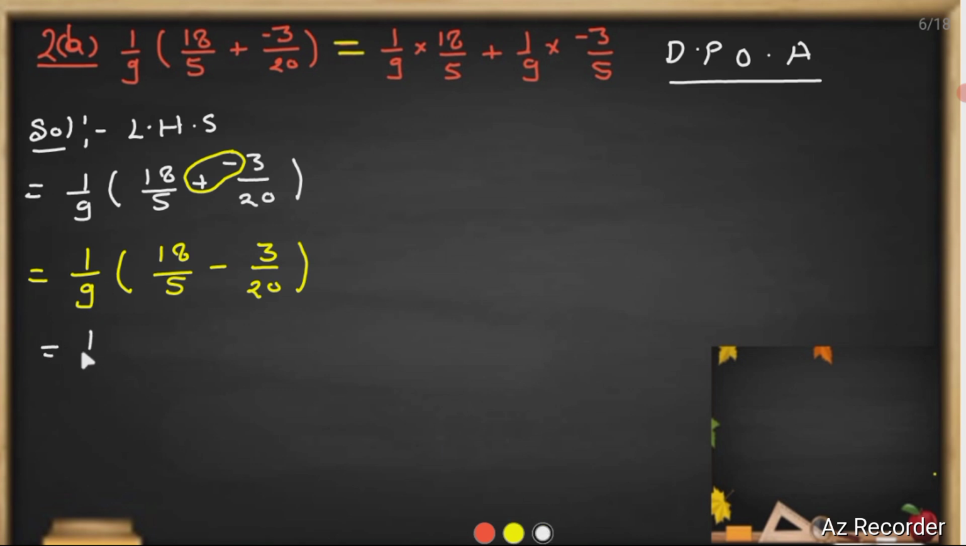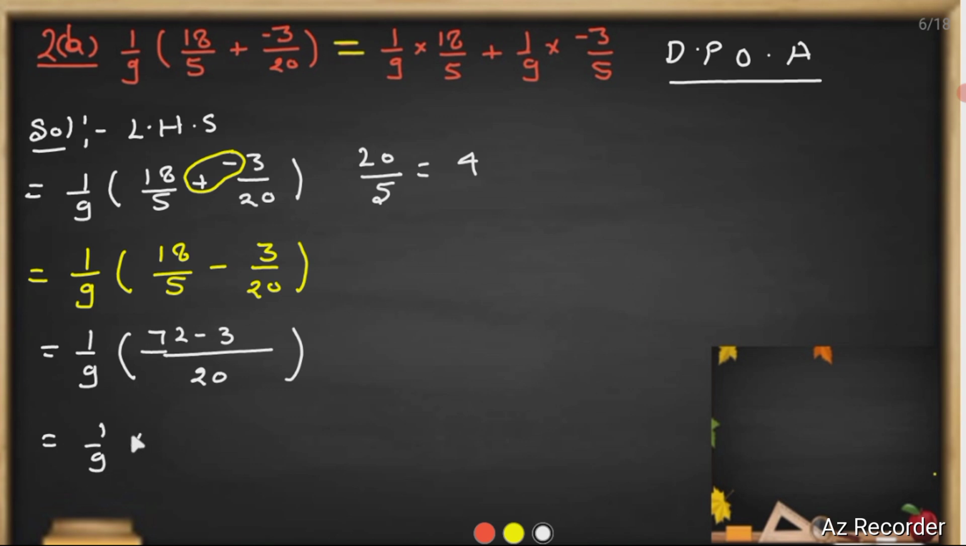Okay, so now you have 1 upon 9. So the LCM is 20 here. So 20 can be divided by 5, 4 times. So this 4 is going to multiply with 18. So 18 fours are 72, minus 3. So now you have 1 upon 9 multiplied by 69 upon 20. Okay, so by 3, 3 and 3 nines are 9... that is 23. So finally you have 23 upon 60 as the answer. So this is the answer of this.